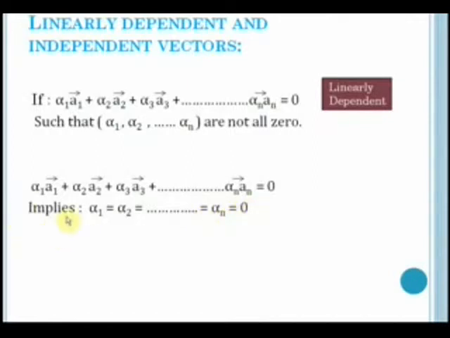That is, if all these scalars are equal to 0, then we say that this is a linearly independent set of vectors. Thus we say that if alpha 1, alpha 2, alpha 3 and so on up to alpha n are not all 0, then this is a set of linearly dependent vectors, and if all these scalars are equal to 0, then this is known as a linearly independent set of vectors.